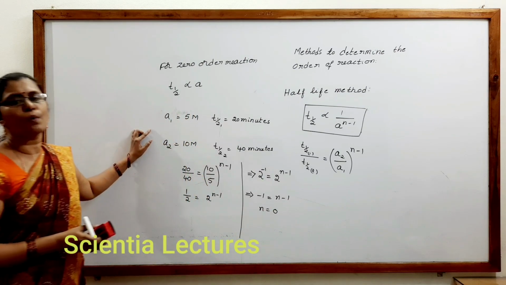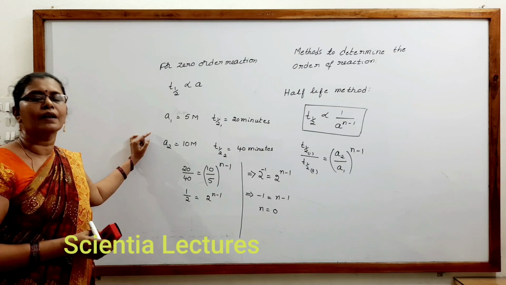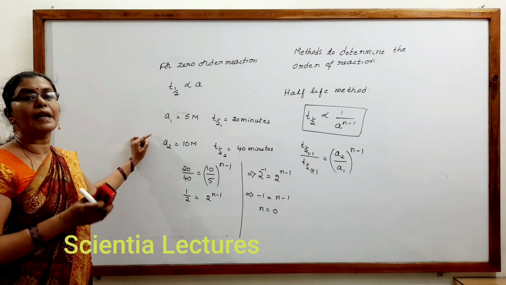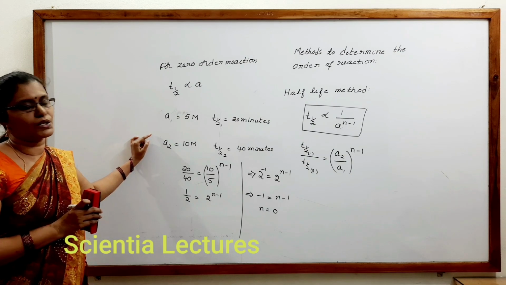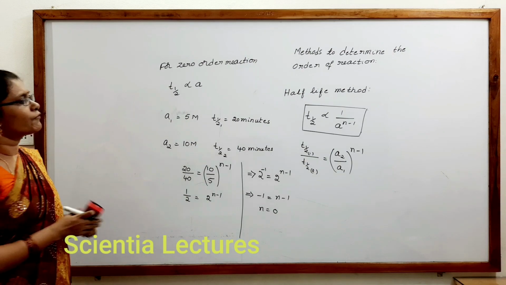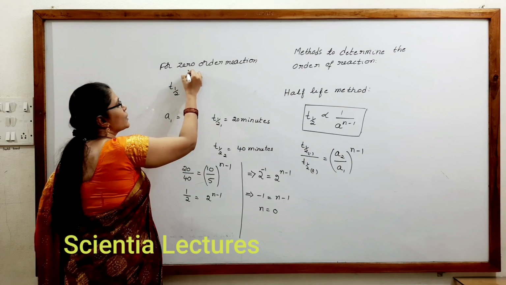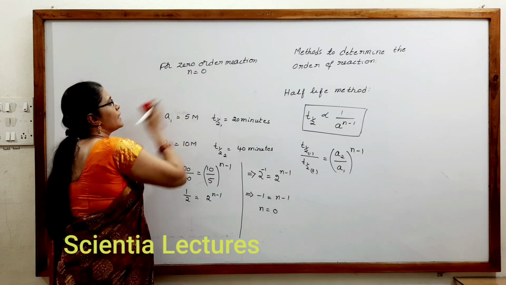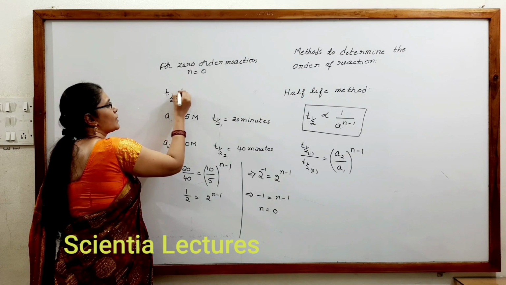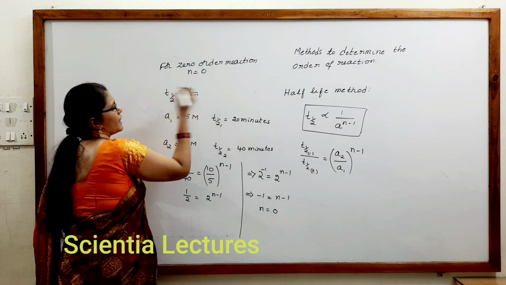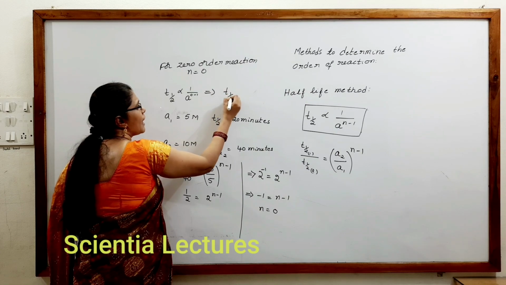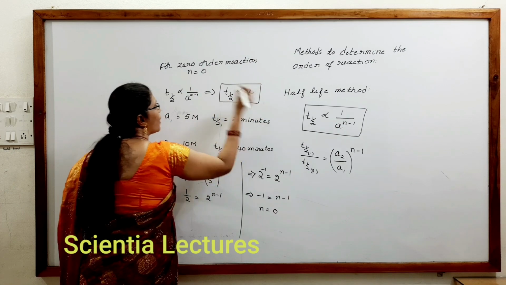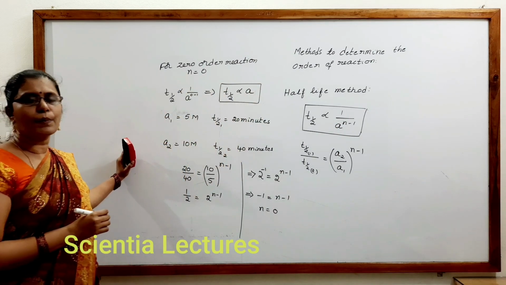Now, this is an example problem we have taken for the half-life method. What you can observe here is that for a zero order reaction, half-life is directly proportional to initial concentration. That's what we get, because for a zero order reaction, n is equal to 0. With n equal to 0, T half is proportional to 1 by A power 0 minus 1, which implies T half is proportional to A power minus 1 moved to the numerator, so it becomes A. For a zero order reaction, T half is directly proportional to A.